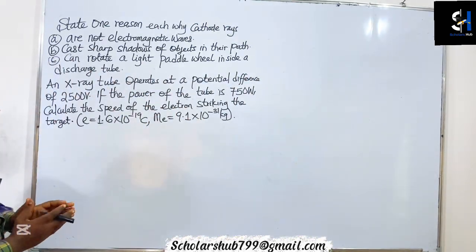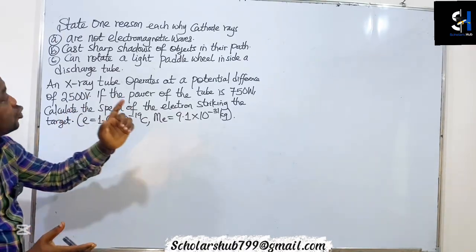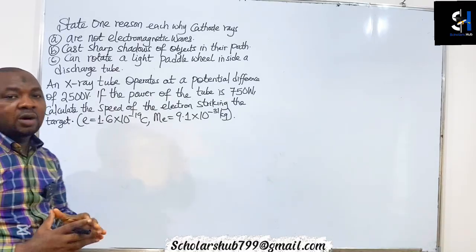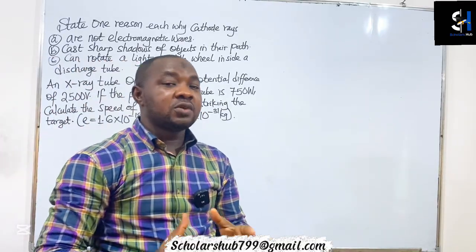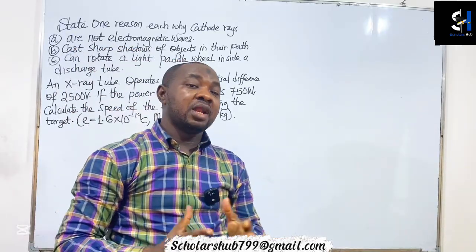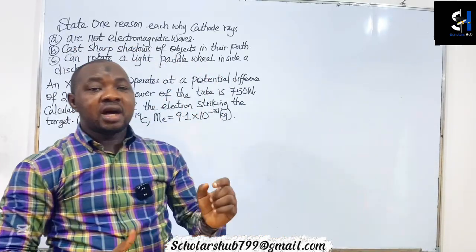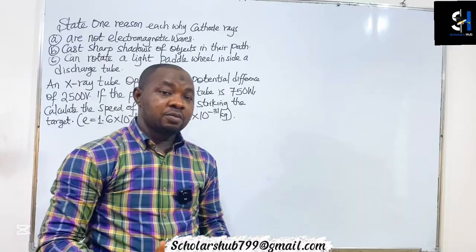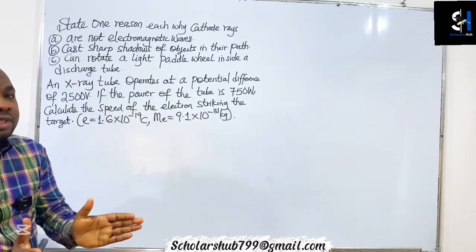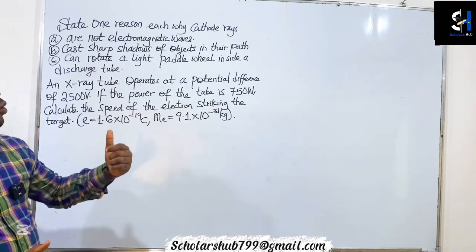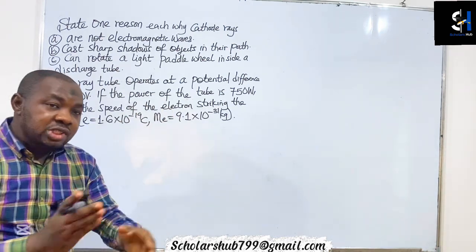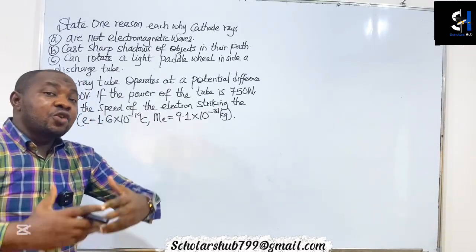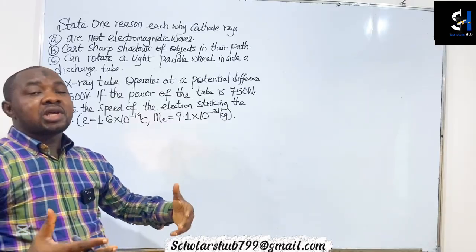The first question is for us to state one reason each why cathode rays are not electromagnetic waves. Now I'm going to state three reasons. Because we know that electromagnetic waves consist of coupled vibrations in both electric field and magnetic field, traveling at the speed of light across field-free space or vacuum. They do not possess mass. But cathode rays consist of a stream of fast moving electrons, or particles, and they possess mass and momentum.